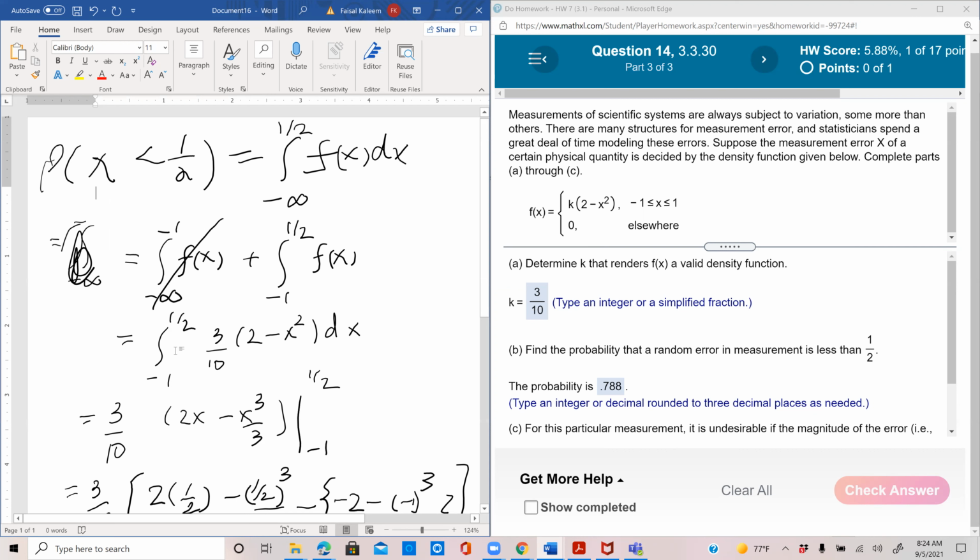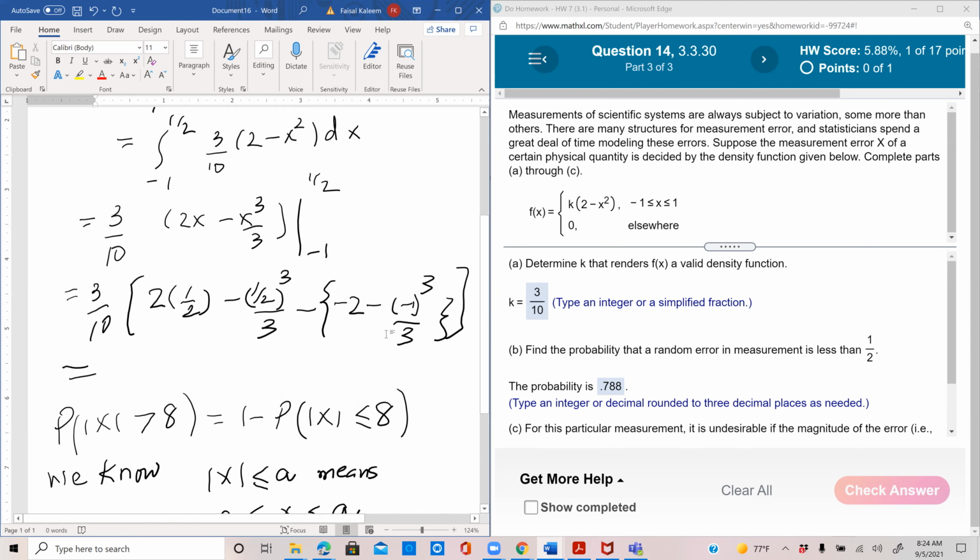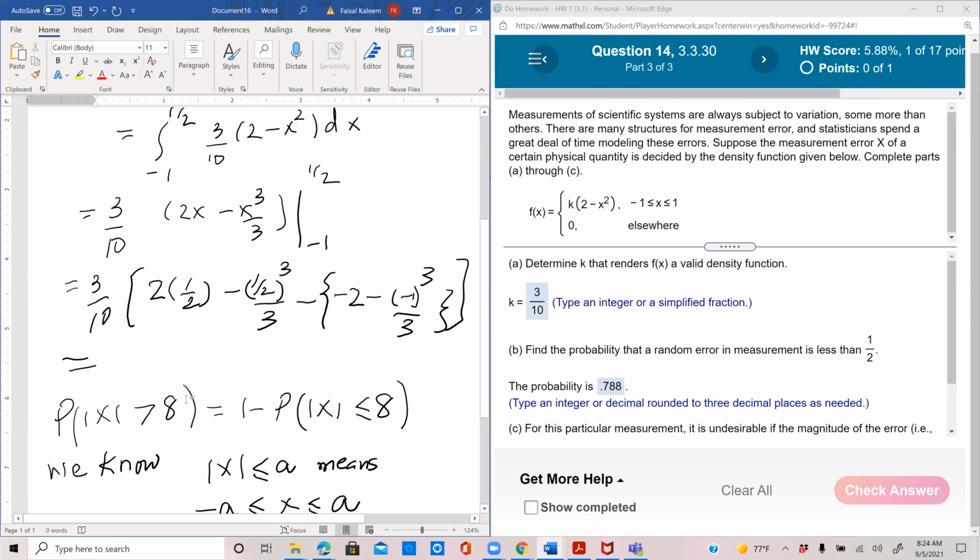And then from -1 to a half, it's k times (2 minus x squared), but we already determined that k is 3/10. So 3/10 times (2 minus x squared). Once again, the integral is 2x minus x cubed by 3. Now the limits are -1 to a half. Once you put those in and work with those, you end up with 0.788.